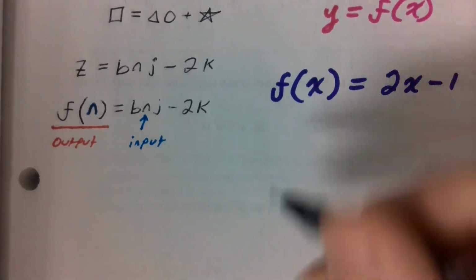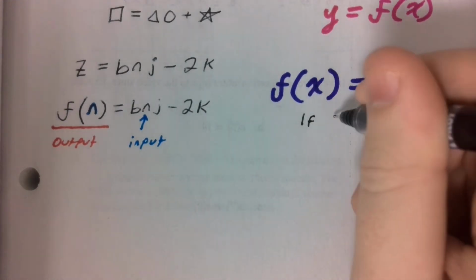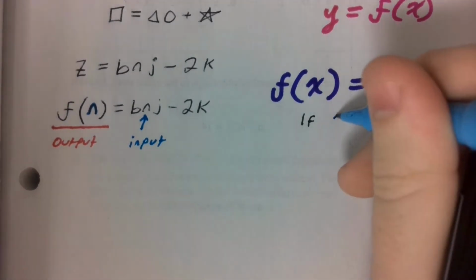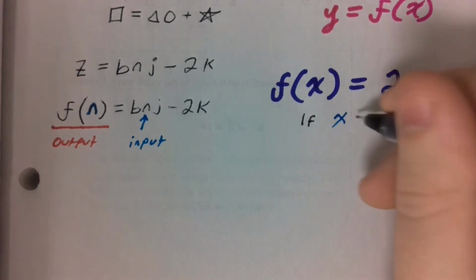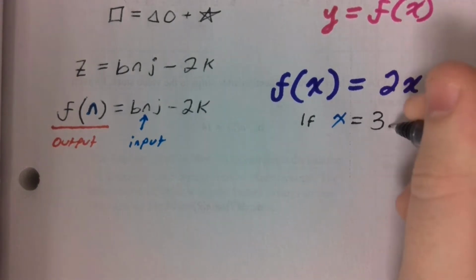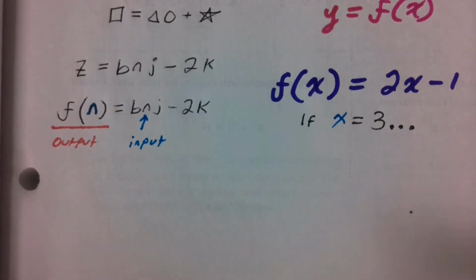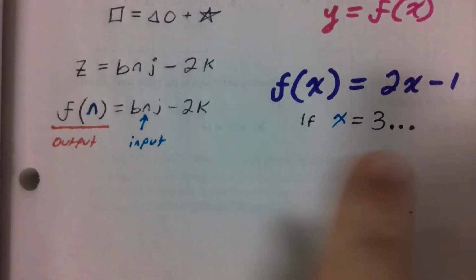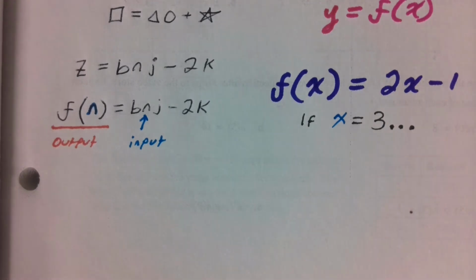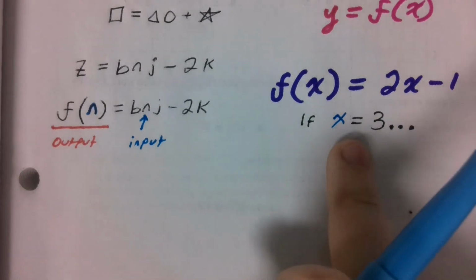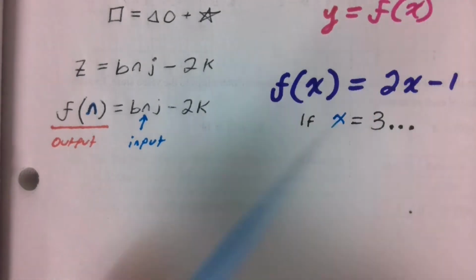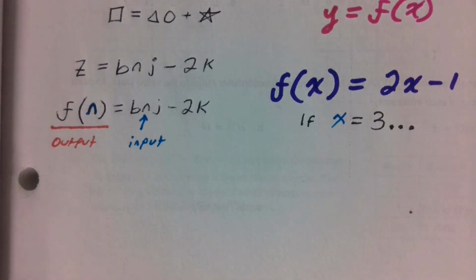Let's say that we're plugging in a value for x. If x equals 3, let's try to solve this equation. Let's figure out what the value of this output is when x is 3. Normally, if this was in y equals mx plus b form, we would plug 3 in to x and solve for y. Let me write that out for you just so you can see what that would originally look like.